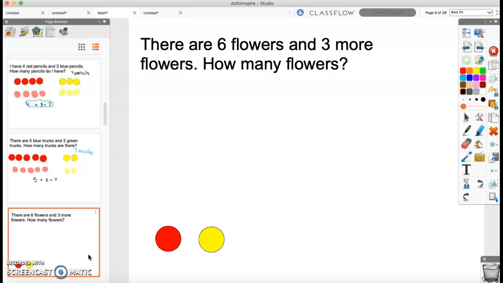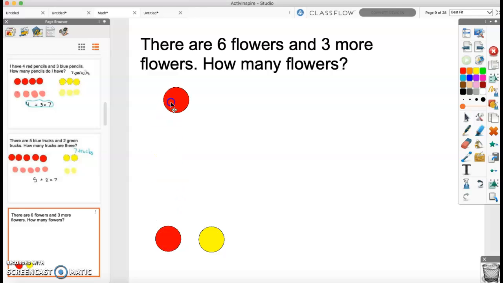And we'll do one last problem together. So, it says there are 6 flowers and 3 more flowers. How many flowers? So I need to know how many flowers we have all together. So, what is the first thing that I'm going to do? If you said make a model, you are correct. So I'm going to make a model.